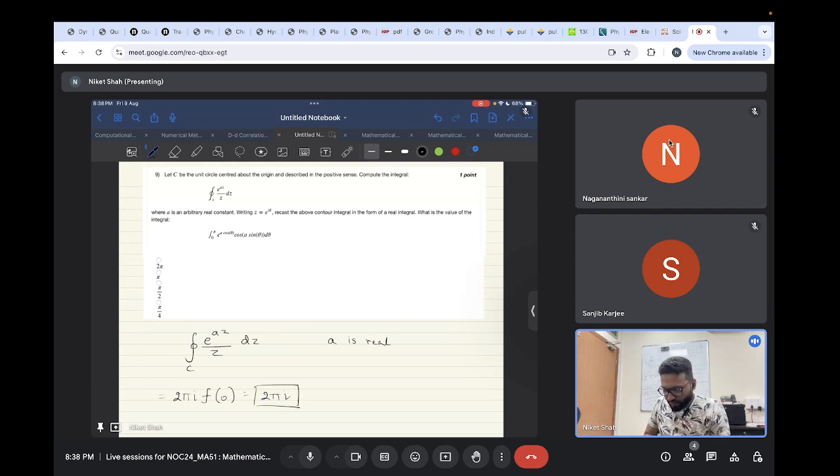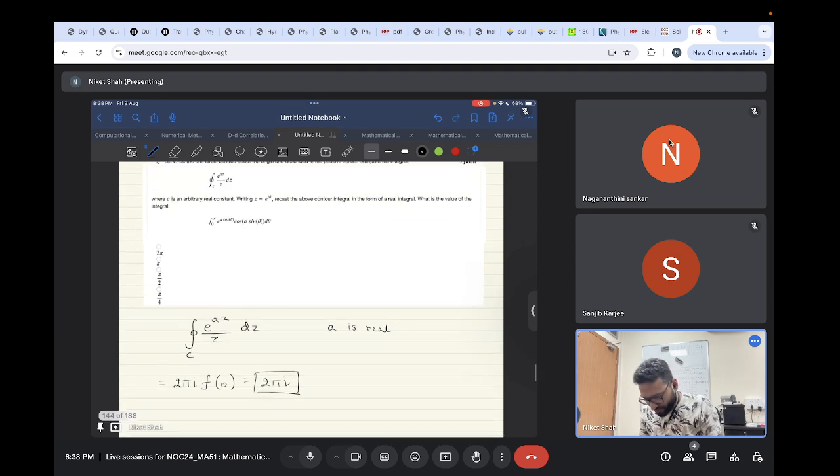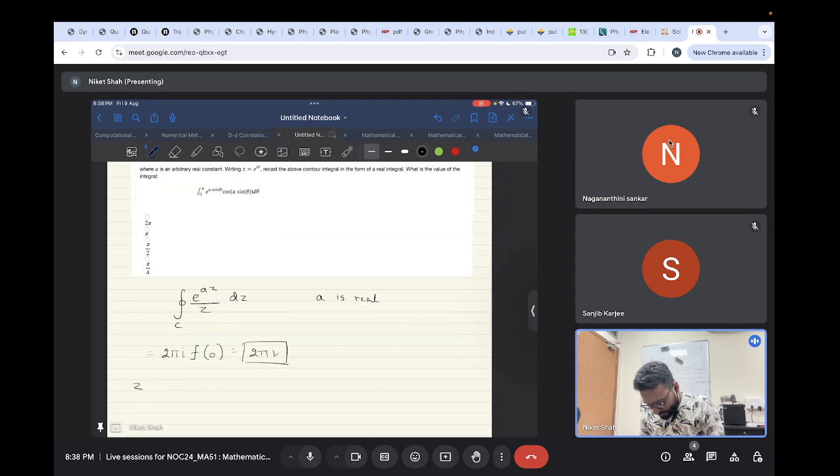Okay. Now, what they're asking is, writing z equal to e power I theta, recast this integral in the form of a real integral. Even after doing that, we should be getting the same result. The result should not be changing. I hope you understand this point. Even though we are recasting this integral, it's the same integral that we are recasting in some different sense. So eventually the answer will still stay the same. So let's write z is equal to e raised to I theta and put it here.